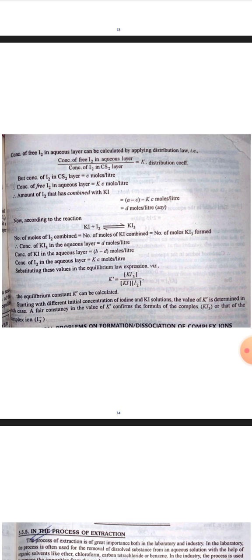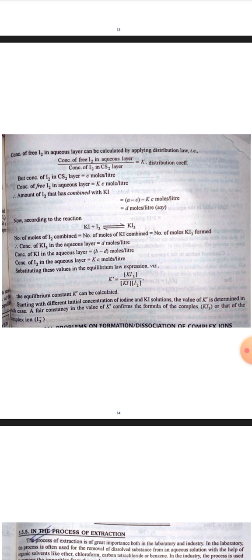Now, according to the reaction KI plus I2 gives KI3, the number of moles of I2 combined equals the number of moles of KI combined, which equals the number of moles of KI3 formed. Concentration of KI3 in the aqueous layer is equal to d moles per liter. Concentration of KI in the aqueous layer is equal to b minus d moles per liter. Concentration of I2 in the aqueous layer is equal to Kc moles per liter. Substituting these values in the equilibrium law expression, K dash is equal to KI3 upon KI times I2.